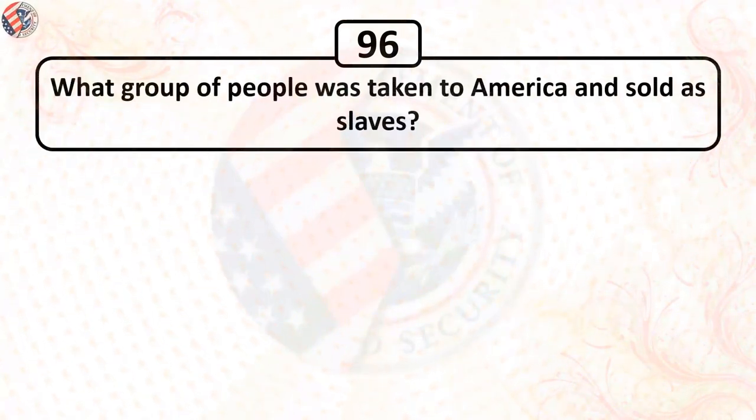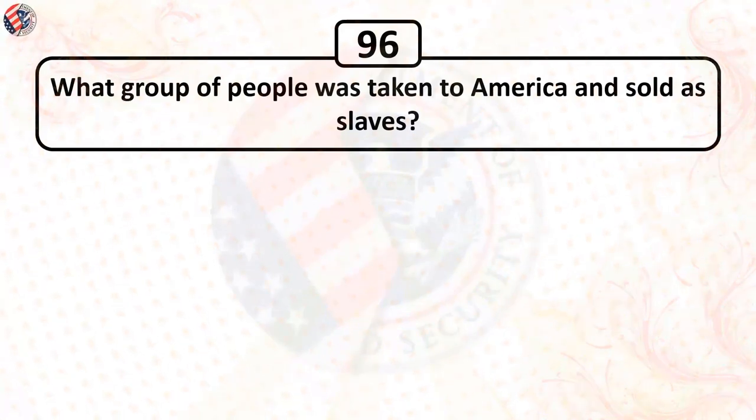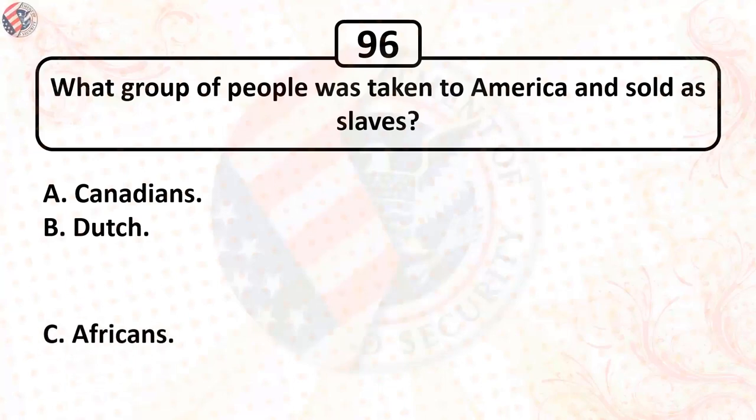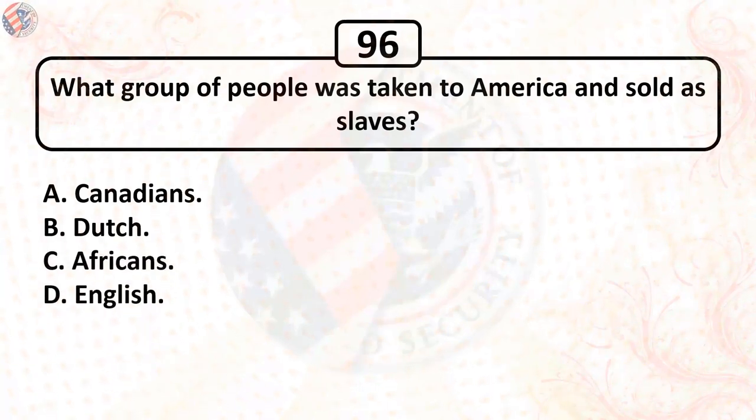A group of people was taken to America and sold as slaves. A. Canadians. B. Dutch. C. Africans. D. English.